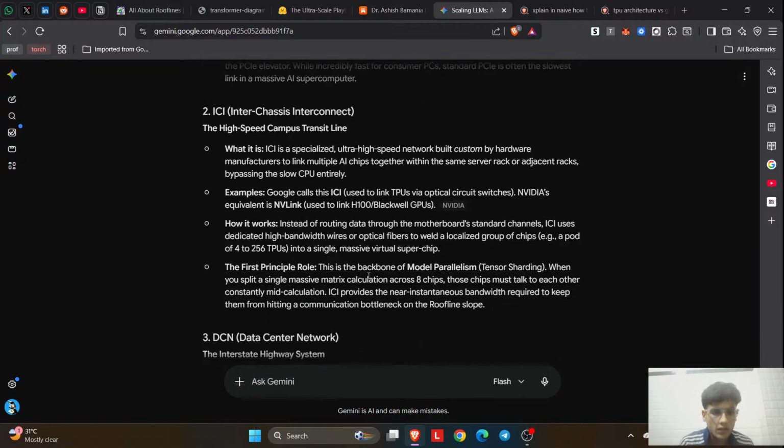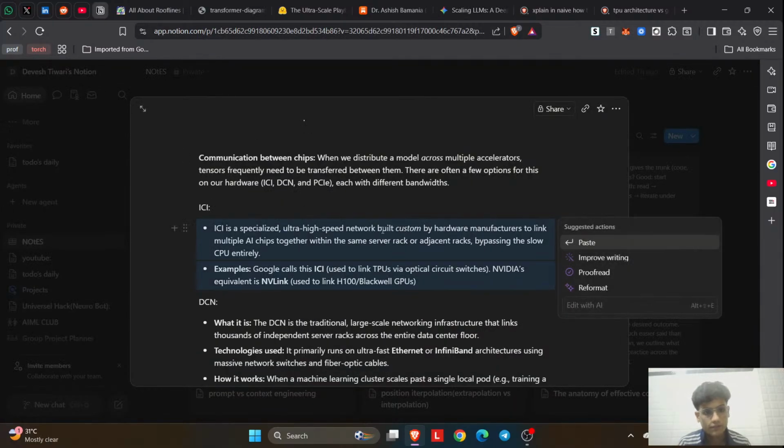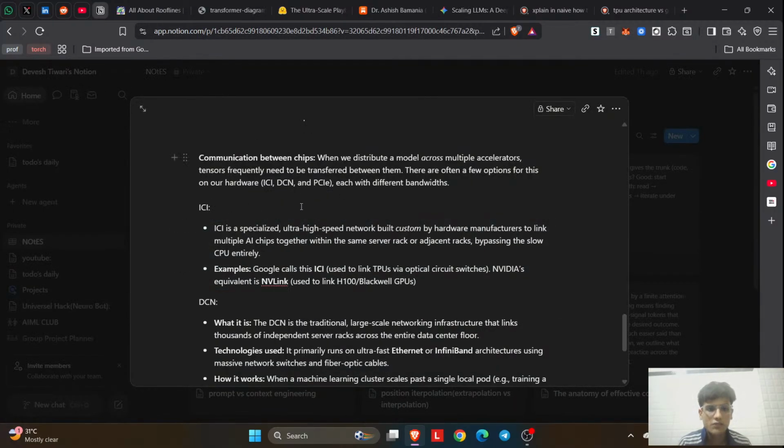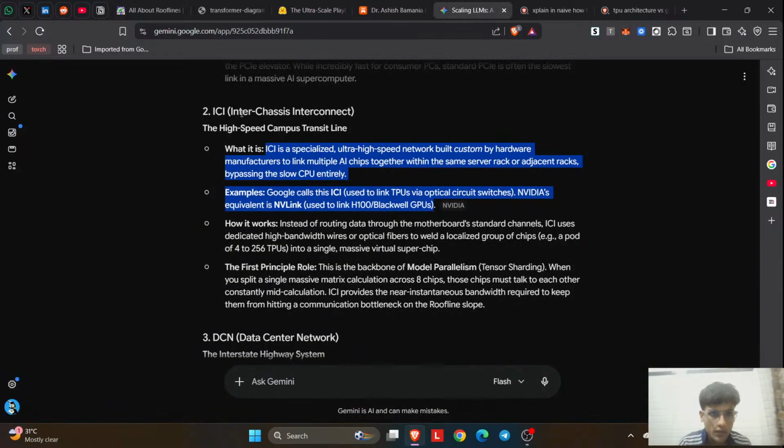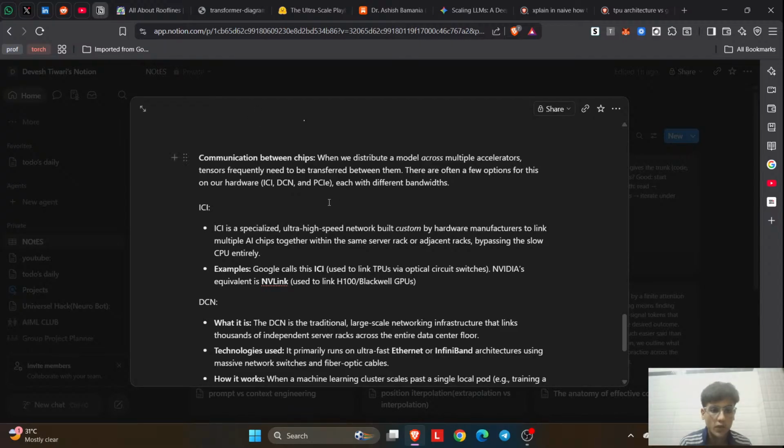Interchip interconnect. Okay, few examples. NVLink or ICI is a specialized ultra high-speed network built custom by vendors to link multiple AI chips together within the same server rack or adjacent rack. So these are the custom solutions built by companies like NVIDIA's NVLink. It stands for interchip interconnect. You should know these terminologies. There is more to it.